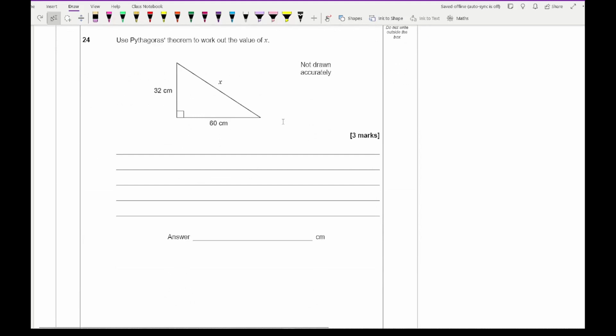For question 24, it says use Pythagoras' theorem to work out the value of x. So again, first thing I want to do is label the sides. So the side opposite the right angle is C. I've got A and B. So I've got 32 squared plus 60 squared equals C squared.